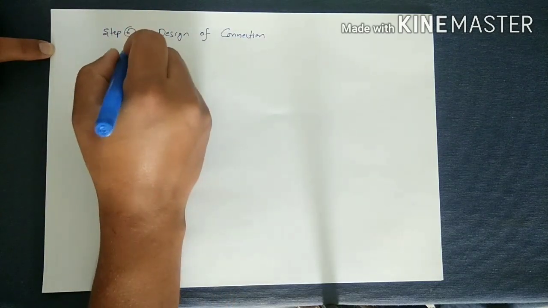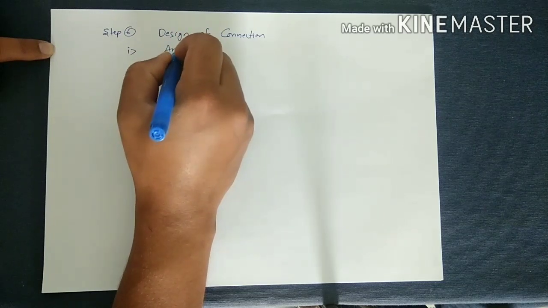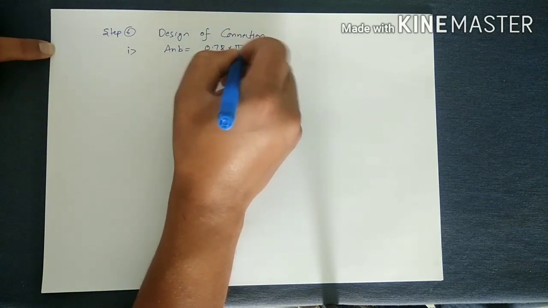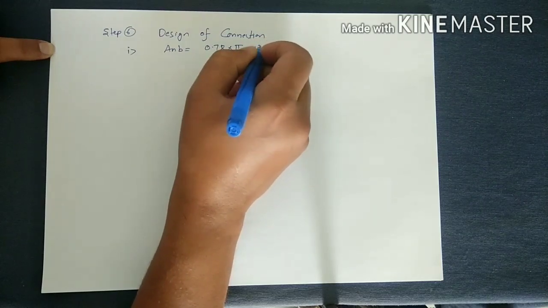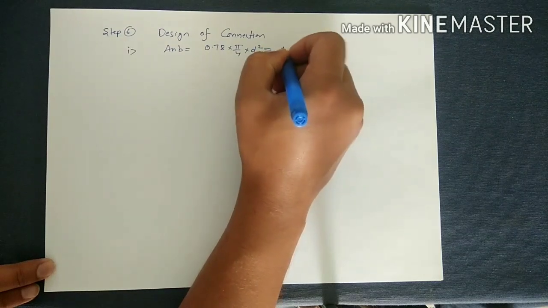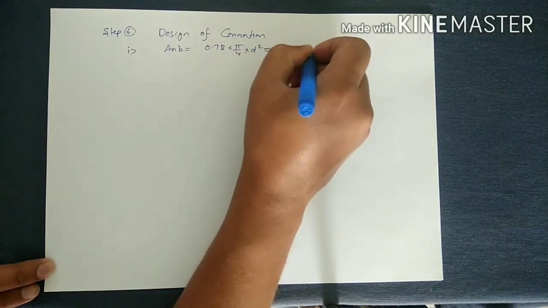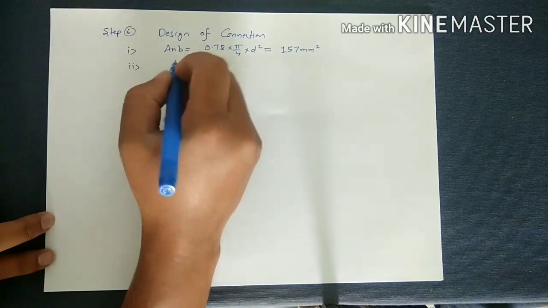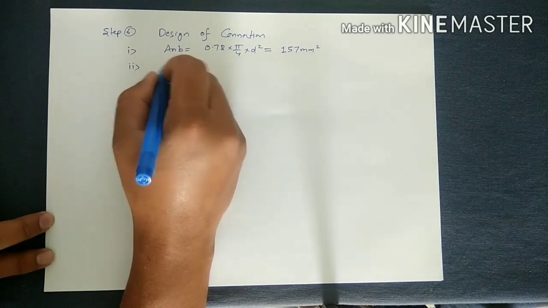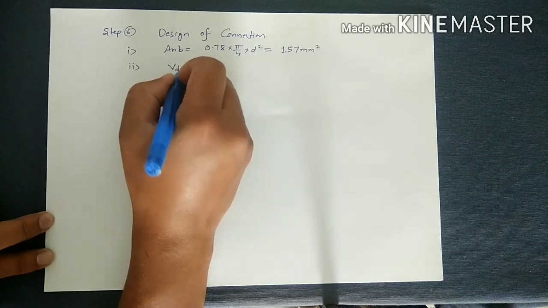Now step number 6, that is design of connection. So first we will find Anb, that is the net area of the bolt, that is 0.78 into pi by 4 into d square. On solving this we get 157 mm square.